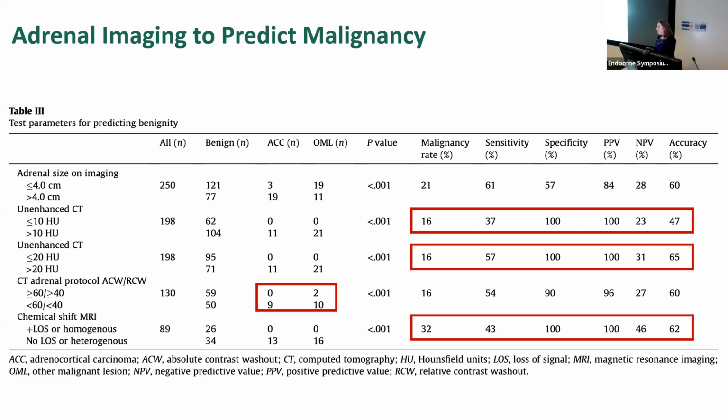And the other thing I think is important is that in their series, chemical shift MRI had the same accuracy as a non-enhanced CT. And I don't know how it is in the UK, but in the US, an MRI is substantially more costly, and there are barriers to obtaining that test for many of our patients.